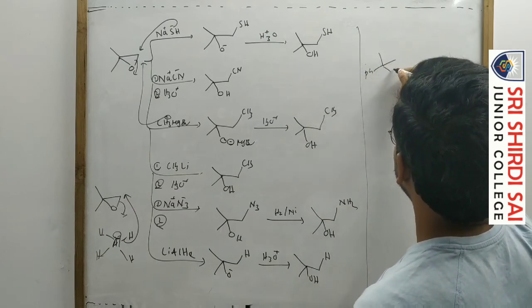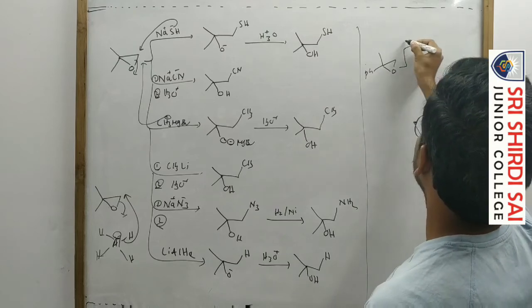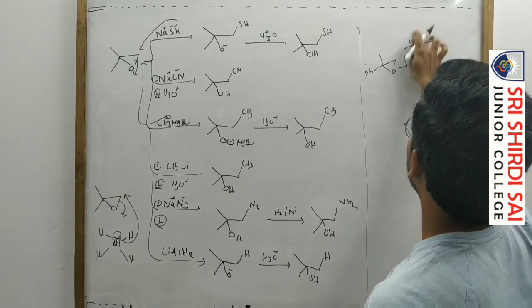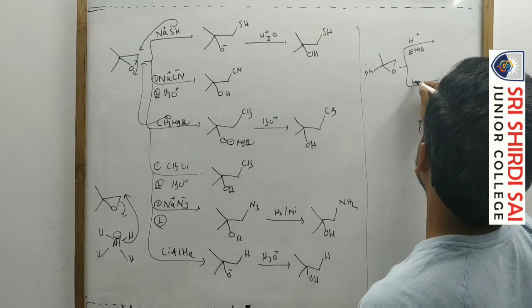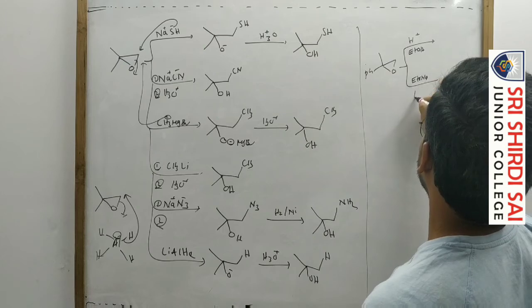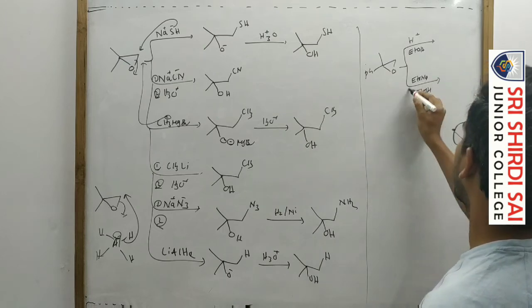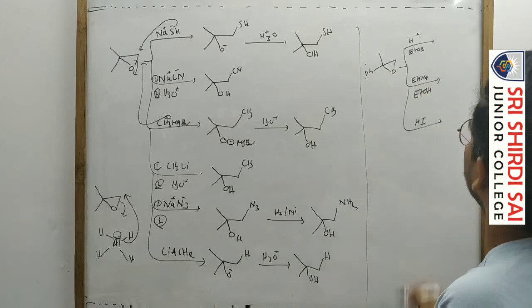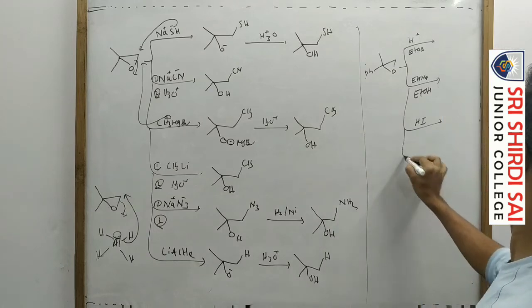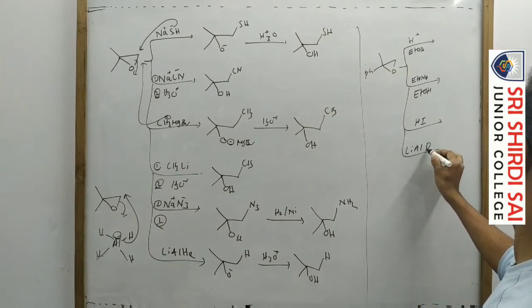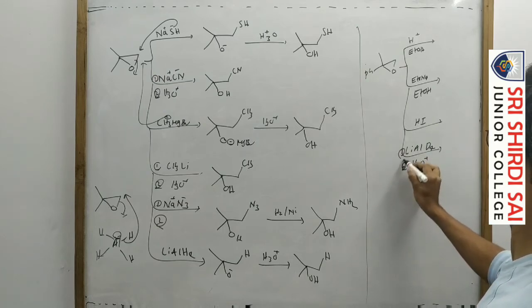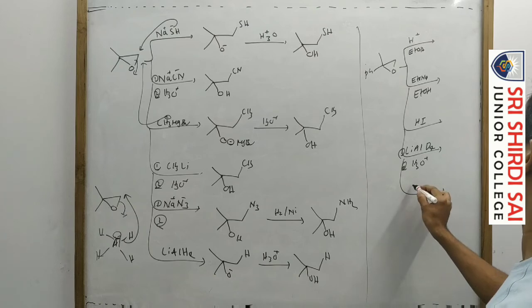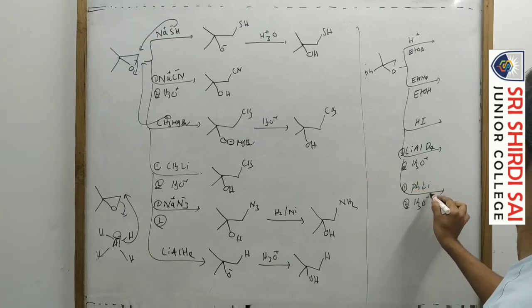And this is oxygen. So here H plus, ethyl alcohol, sodium ethoxide and ethyl alcohol, reaction with HI. Okay, and then reaction with LiAlD4 followed by hydrolysis, and then next phenyllithium followed by hydrolysis.